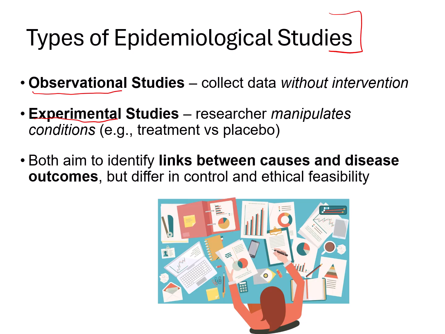In observational studies, we're collecting data without intervention, meaning subjects are not manipulated, versus in experimental studies, where we are going to manipulate subjects, for instance, by providing some subjects with an antimicrobial drug for the study, whereas the other half of the subjects receive a placebo pill. Both types of studies help us understand causes of disease, but observational studies cannot directly prove causation.